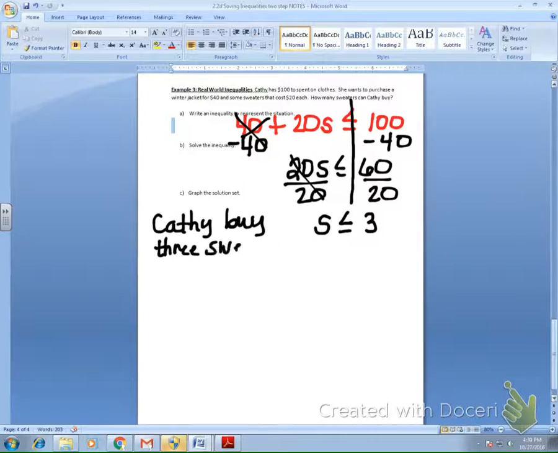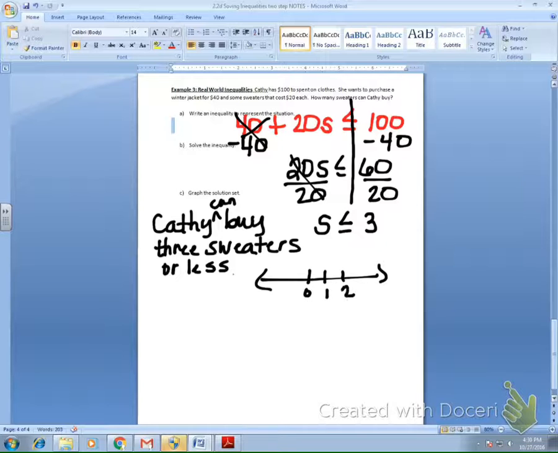So we'll write it out so your teacher understands what we're saying. Kathy can buy 3 sweaters or less. And then my last task says to graph that. So here is my graph. It's a closed circle because Kathy can buy 3, and then the numbers to the left are shaded because it has to be less than 3. So there is what my graph looks like.